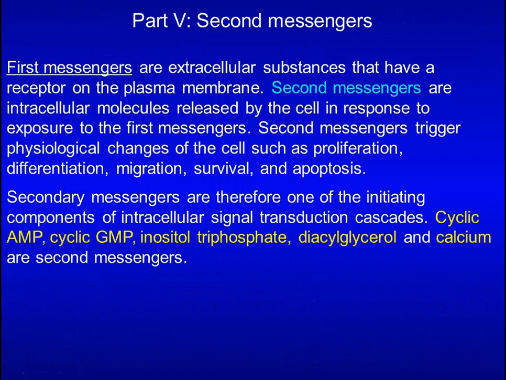Now, let's move to part 5. First messengers are extracellular substances that have a receptor on the plasma membrane. Second messengers are intracellular molecules released by the cell in response to exposure to the first messengers. Cyclic AMP, cyclic GMP, inositol triphosphate, diacylglycerol, and calcium are second messengers.